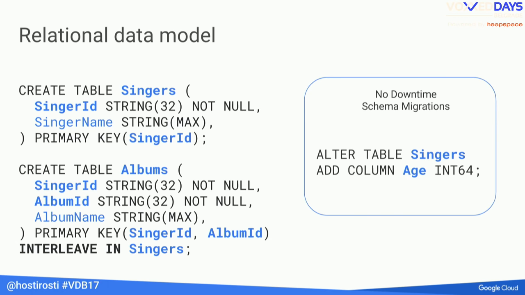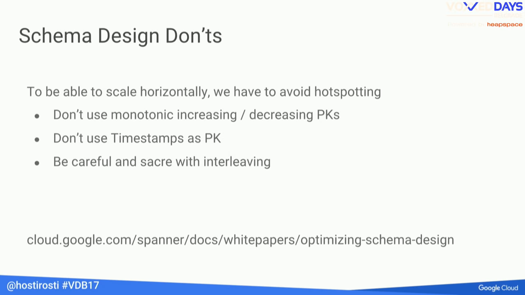Another aspect that I briefly mentioned already is that we support online schema updates. So no-downtime schema updates. You can alter your table, add columns, things like that in a transaction with Cloud Spanner, without incurring any downtime.